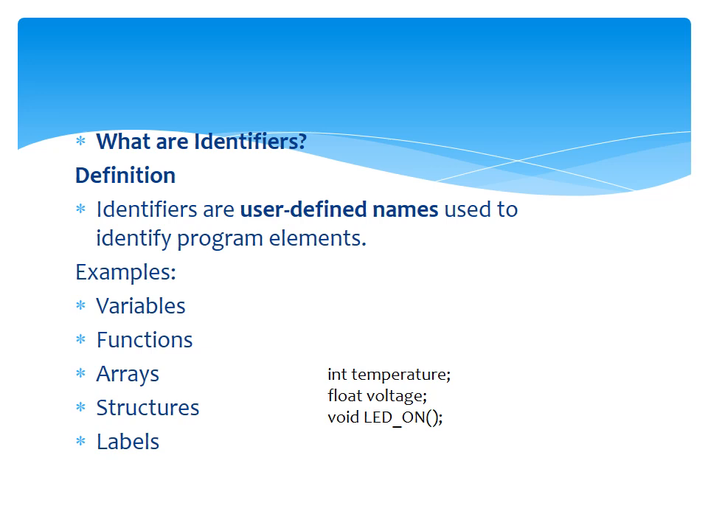And what are identifiers? Identifiers are user-defined names used to identify program elements. So keywords are identified by the compiler, they are already defined and have to be mentioned in the same way. But these are user-defined names. Some of the examples are variables, functions, arrays, structures and labels. So you can see int temperature, float voltage and void LED_on. All these are user-defined names.